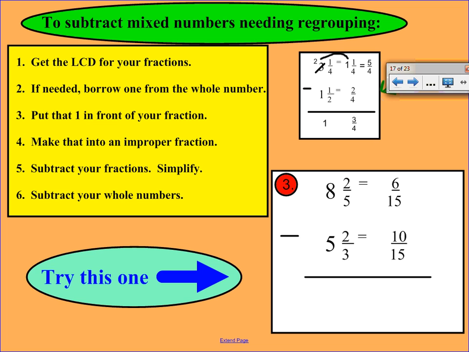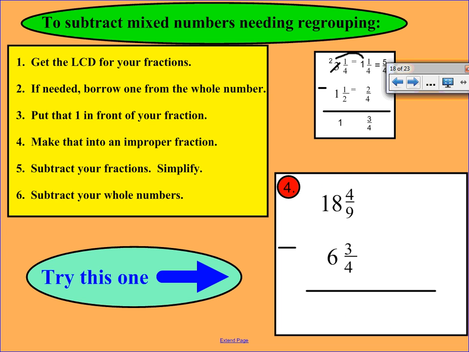Okay, do you see how we got 15 as our common denominator here? I'm going to borrow from the 8 and make it a 7. I'm going to bring the 1 over. Now let's make this mixed number into an improper fraction. So that would be 15 plus 6, which would be 21/15. Now I'll subtract 21 minus 10, and I get 11/15. And 7 minus 5 is 2. And so my final answer would be 2 and 11/15. Hope that worked for you.